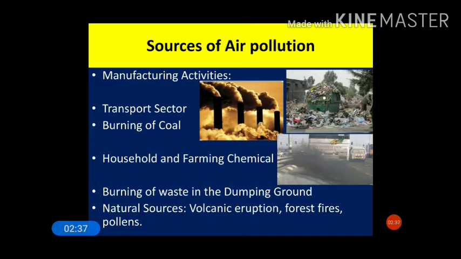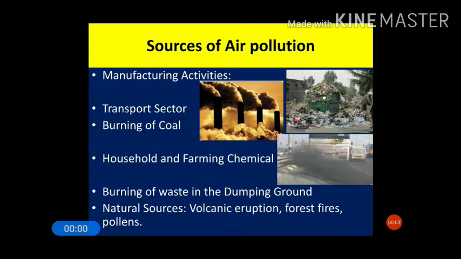Then pollens. You know what pollens are? These are small grains that are suspended in the air. They migrate from one region to another. So small particles of pollen also become a source of pollutant.